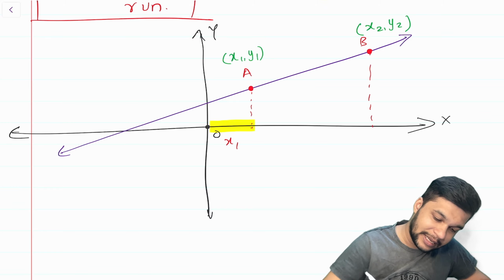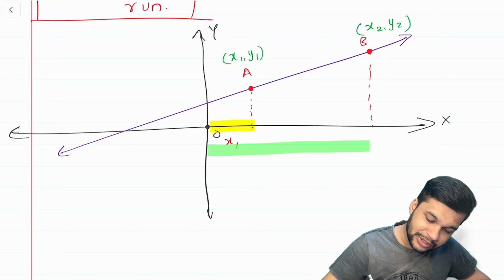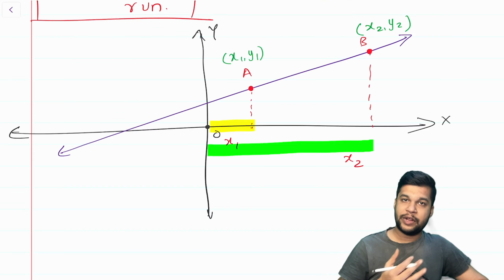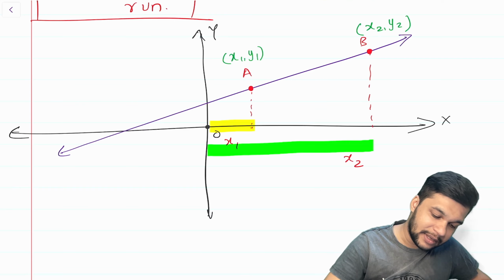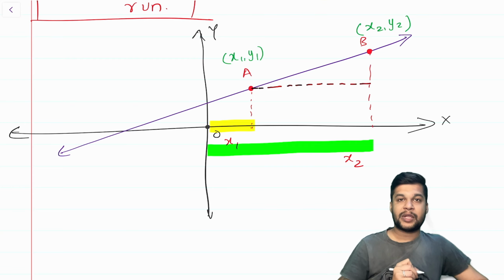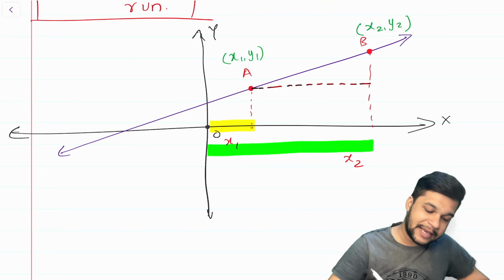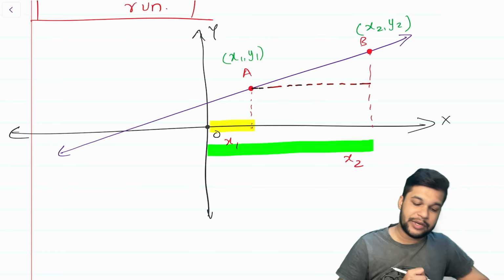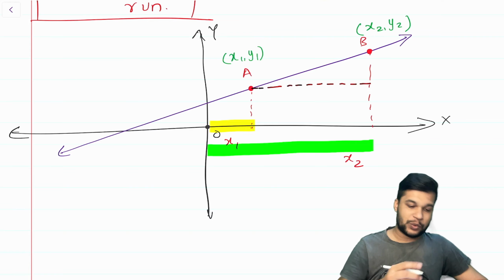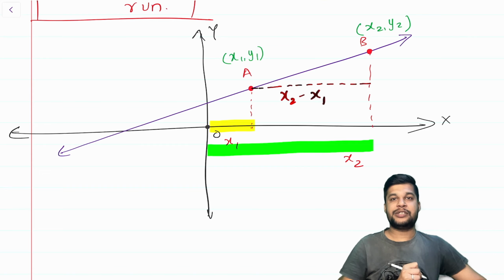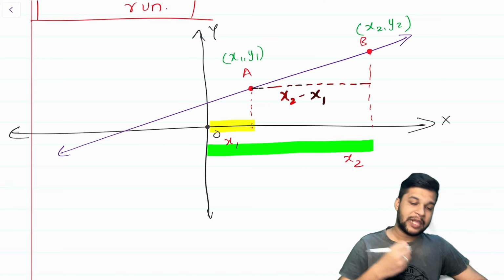Similarly for B, can I say that this distance is x2? Right? So what will be this distance? This distance over here will be x2 minus x1.